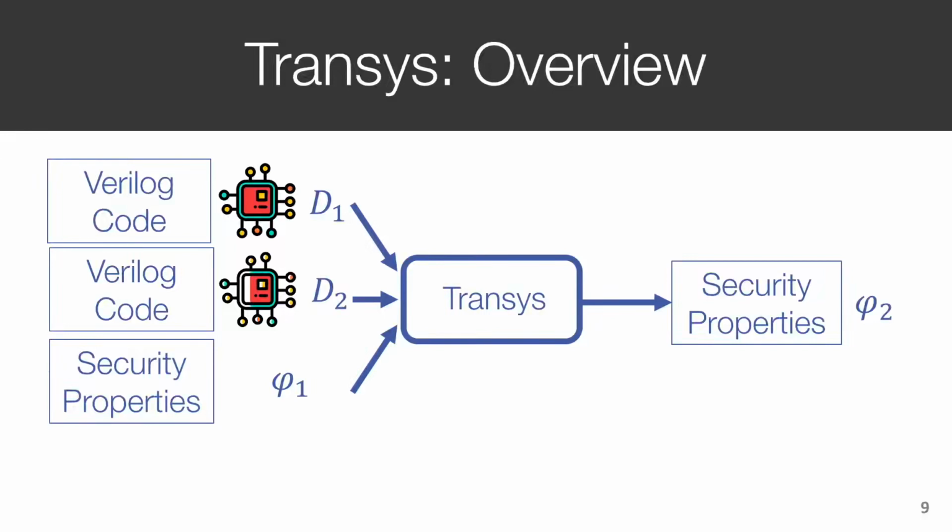So we developed a tool called Transys to do the translation. Transys takes in the Verilog code of two hardware designs and a set of security properties that are valid for the first hardware design. It then outputs the translated properties that are valid for the second design. Transys is the first tool to do the security property translation across hardware designs.